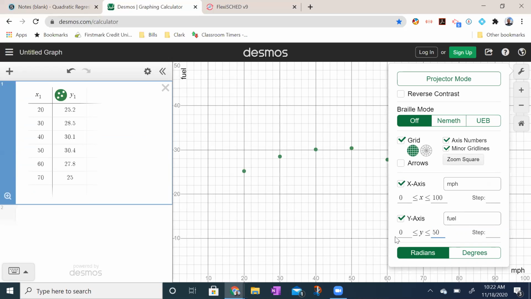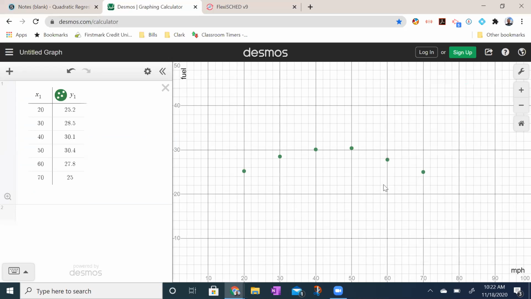Okay, 0 to 100 for X, 0 to 50 for my Y. And it looks like it's plenty of space. We can already see our parabola kind of taking shape here. All right, so let's do this regression.